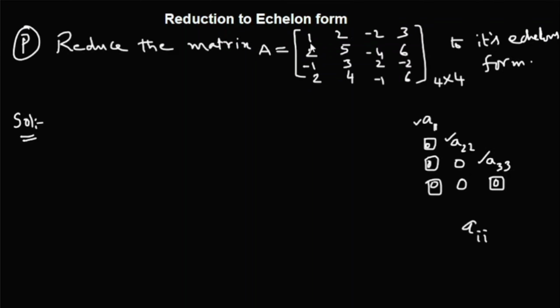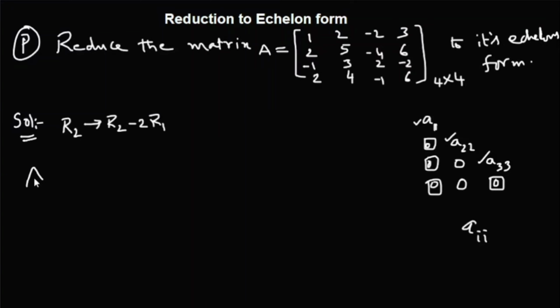So here A11 is 1. Using this entry, we convert these three entries to zeros. So how to convert these three entries to 0? That means we are going to make changes to R2, R3 and R4. So R2 I am going to change. Here we have 2. How to get 0 here using this one? 2 minus 2 is 0. So you need to multiply R1 by 2. So R2 minus 2R1.